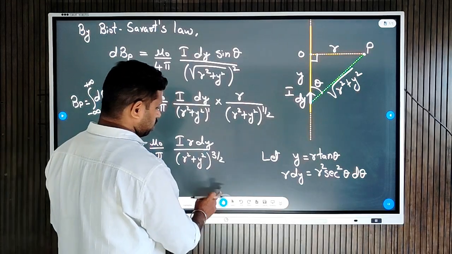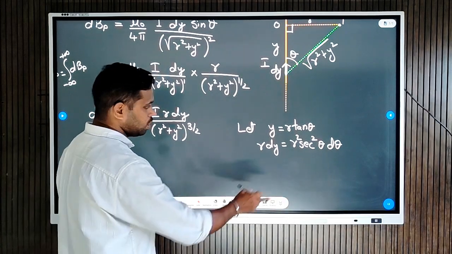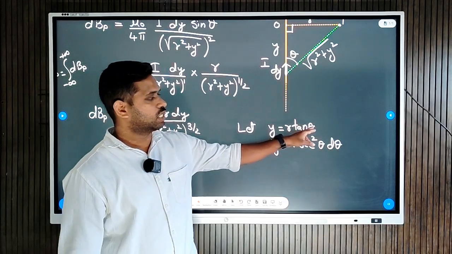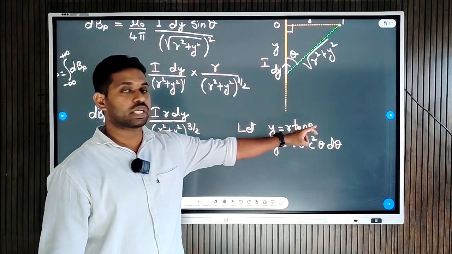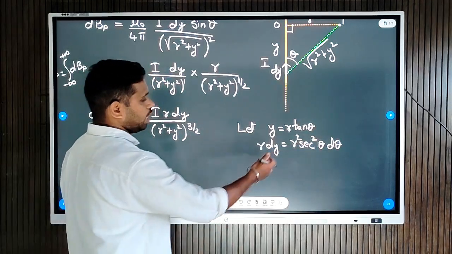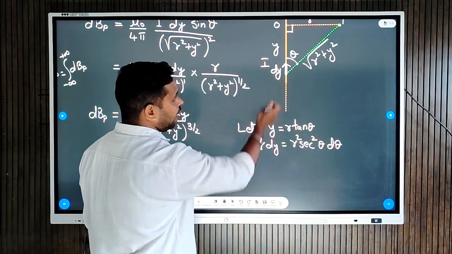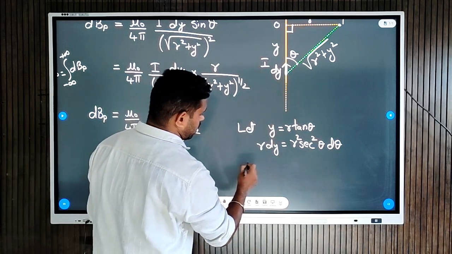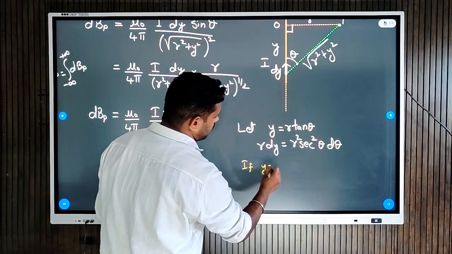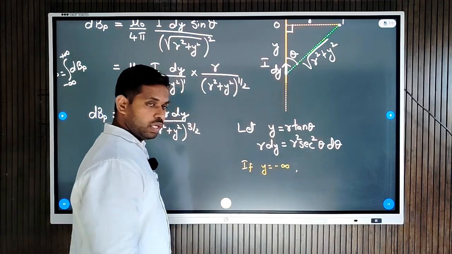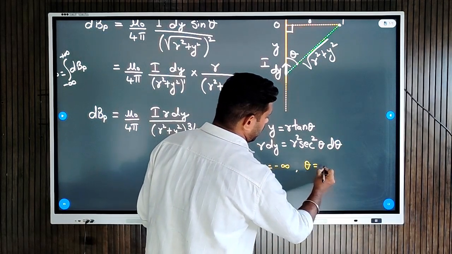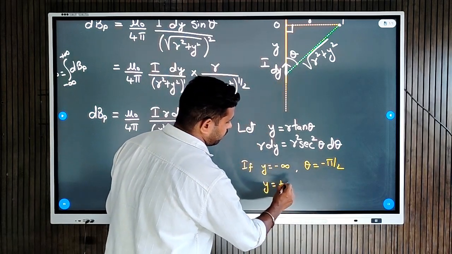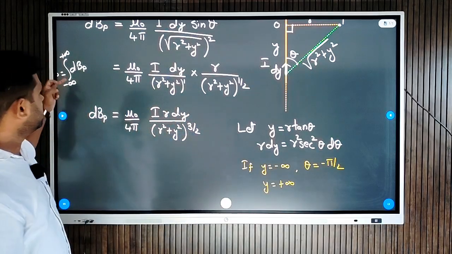But when we assume something in a function, the limits of the function also change. Y is a function of theta, so if y is changing, theta is also going to change. Here the limits of y are minus infinity to plus infinity. If y is equal to minus infinity, theta will be minus pi by 2. And if y is equal to plus infinity, the limits are minus infinity to plus infinity.